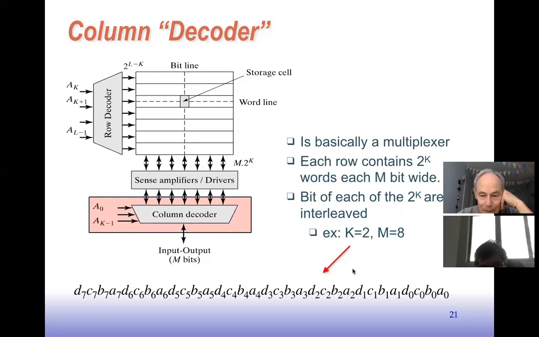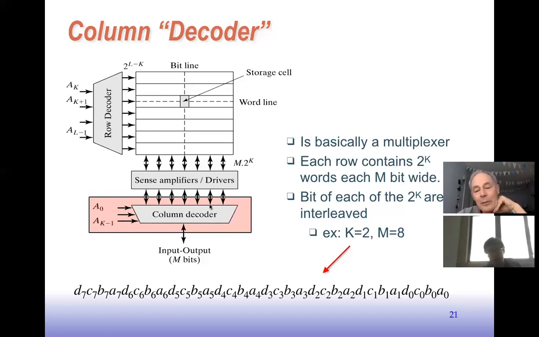I show you that on the bottom here. Here's an example. If k were 2, meaning we have 4 different words in a row, and each word was 8 bits, my 4 words are A, B, C, and D, and I interleave the bits of each. First we put all the 0 bits from all the words, then all the 1 bits from all the words, and then all the 2 bits, and then all the 3 bits. So A is actually spread out. The bits of A are A0, A1, A2, A3, A4, etc. So the word gets spread across the whole array, but then they all get interleaved.